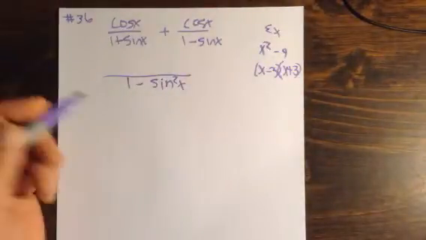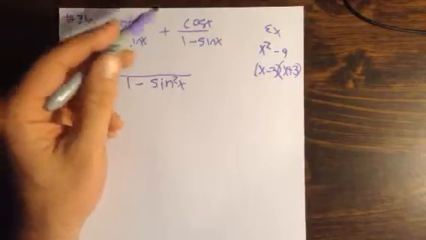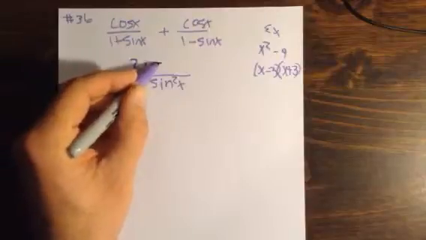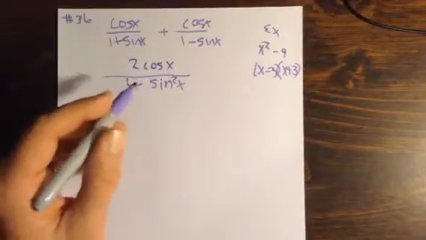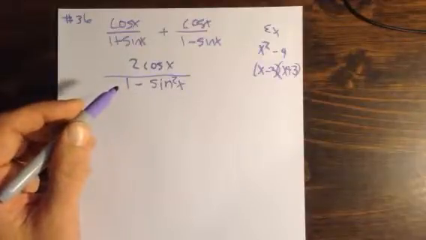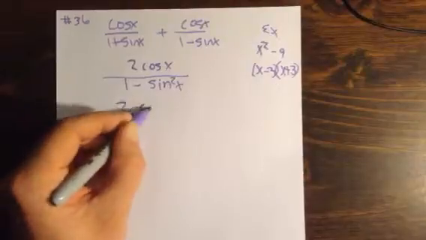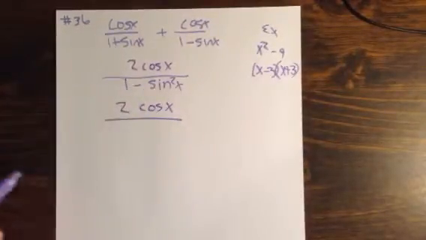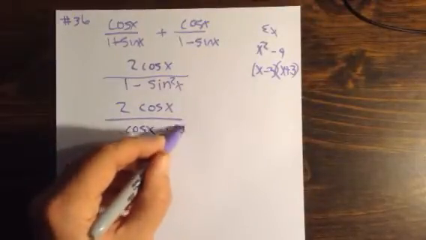And here we go. So if that's my denominator, couldn't I say cosine of x plus cosine of x is 2 cosine of x? Okay. And 1 minus sine squared of x, isn't that the same thing as, what's that, cosine squared of x? So now we have 2 cosine of x over 1 minus sine squared of x, which is really cosine of x times cosine of x.